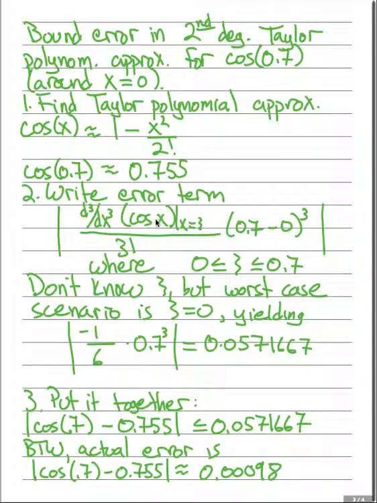So if you choose that worst case scenario, you have 1 over 6 times 0.7 cubed. The minus sign doesn't matter because we're taking absolute value, and that turns out to equal 0.057 and some more decimal places. So putting it all together, we come up with a statement that says the true value of cosine of 0.7 minus our Taylor polynomial approximation value, which was 0.755, is less than or equal to this value. We're guaranteed that we're no worse than 0.0571667 in that guess. We can actually compute the actual error, because we can just take our calculator and punch up cosine of 0.7. The actual error turns out to be much smaller than this error bound, but that's fine.